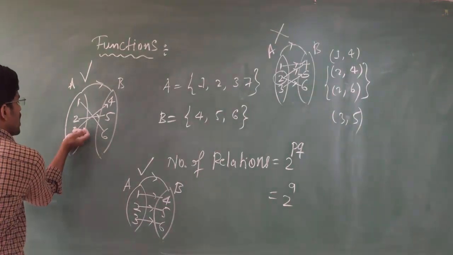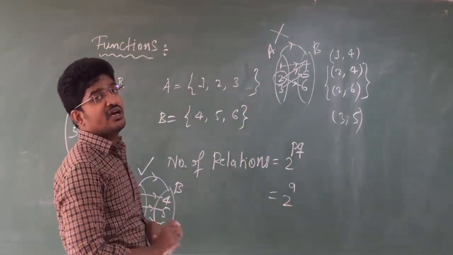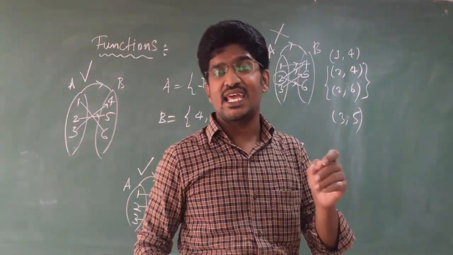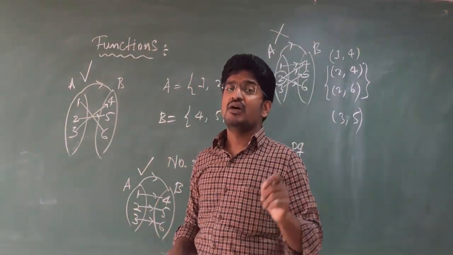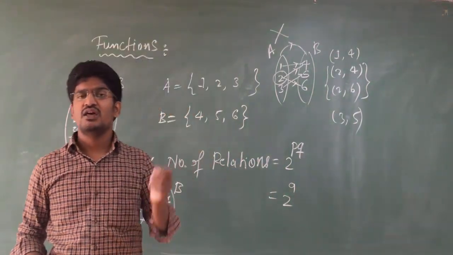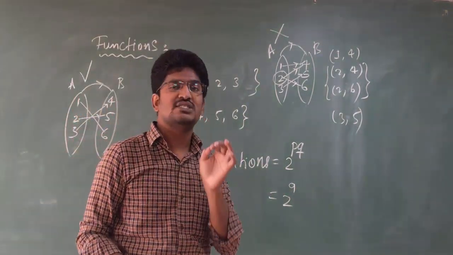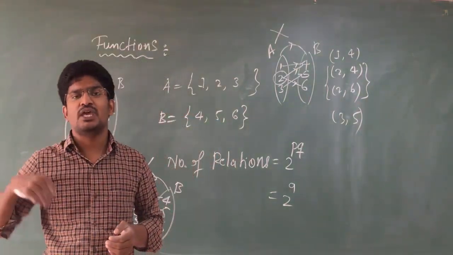Clear? So that's why please remember this. Each and every element of set A must have a unique image to become a function. If the relation has to become a function, each and every element of set A must have a unique image in set B.